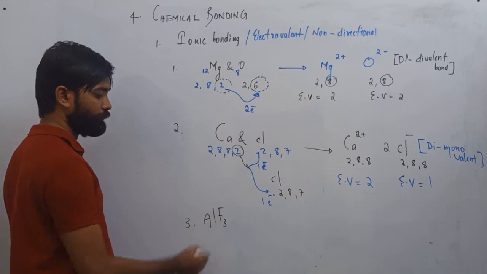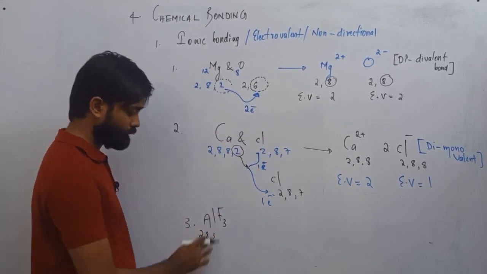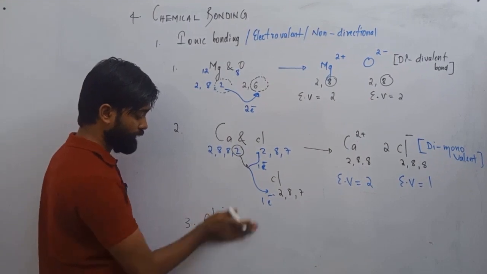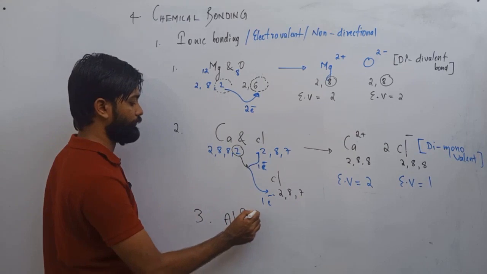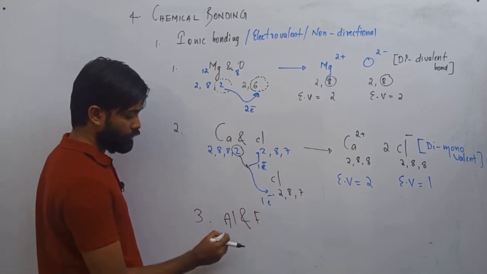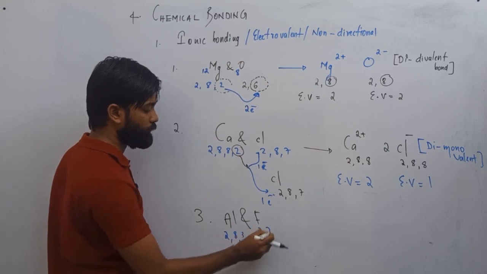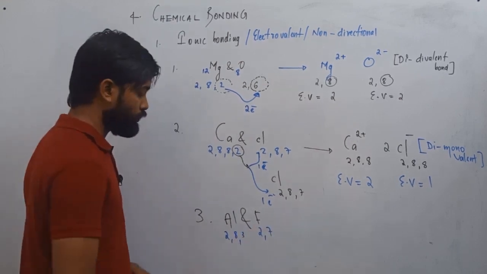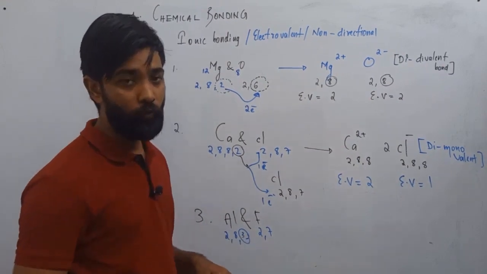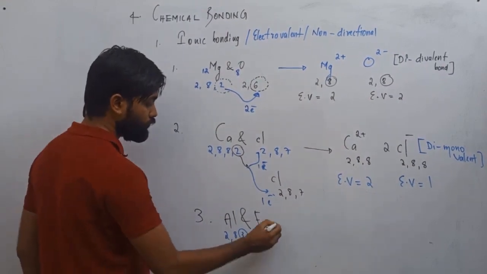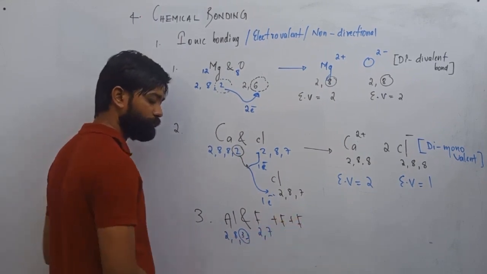Okay. So what about the case in AlF3? Write in this pattern, Al and F. Aluminum, atomic number 13, so that is 2, 8, 3. Fluorine, atomic number 9, so 2, 7. So aluminum has to drop 3 electrons, but at a time fluorine can accept only 1 electron. So fluorine should bring 3 more fluorine like this.